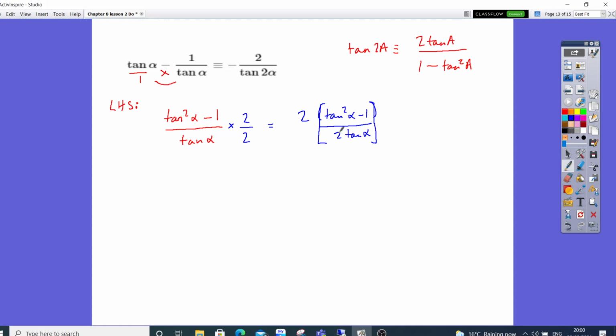Now one more trick I want to teach you at the moment. What you could do is, if you take a reciprocal of something, it's just 1 over.